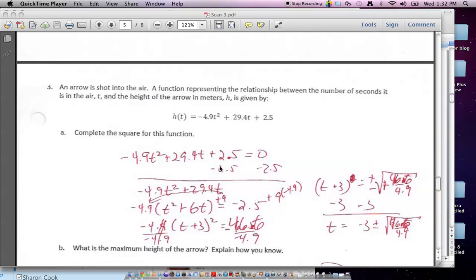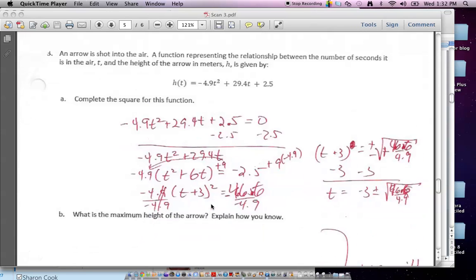Bottom line is you got to do completing the square. You got to get this all by itself, so I subtract the 2.5. Here's the negative 4.9, and it goes into both terms. You probably didn't even see that. Factor out the common factor of negative 4.9. I'm left with t squared plus 6t.